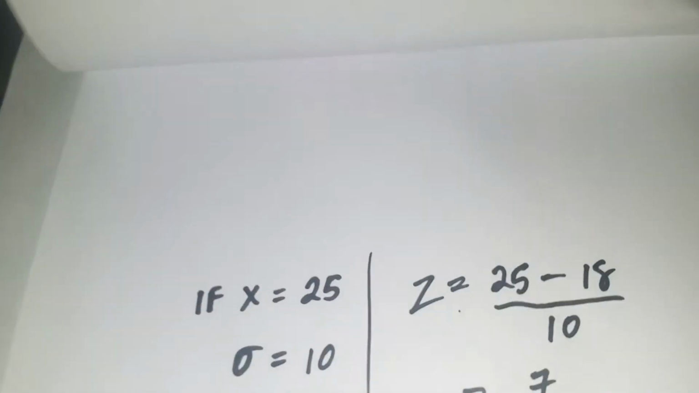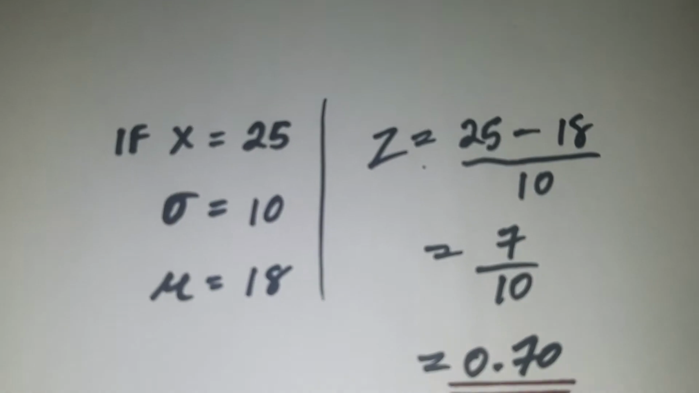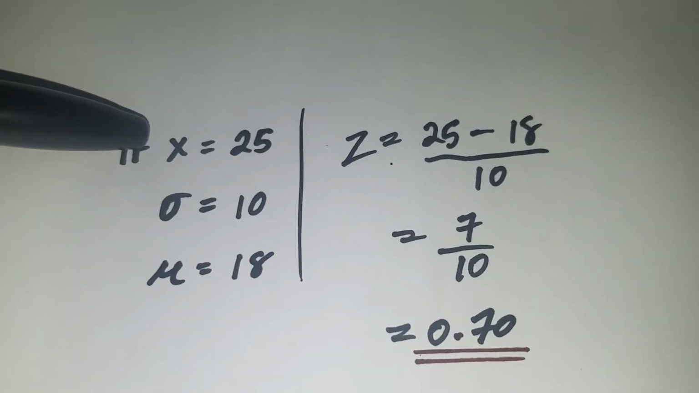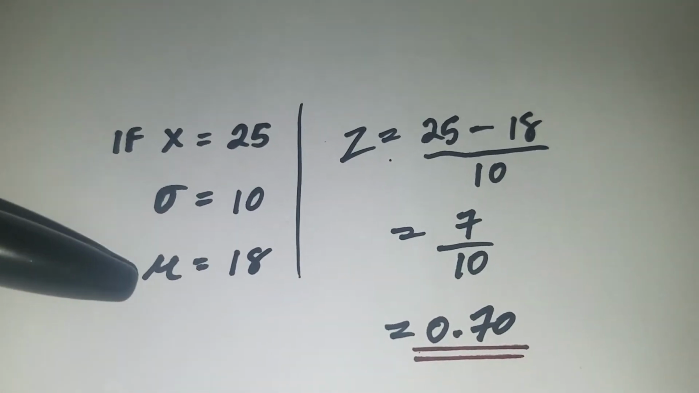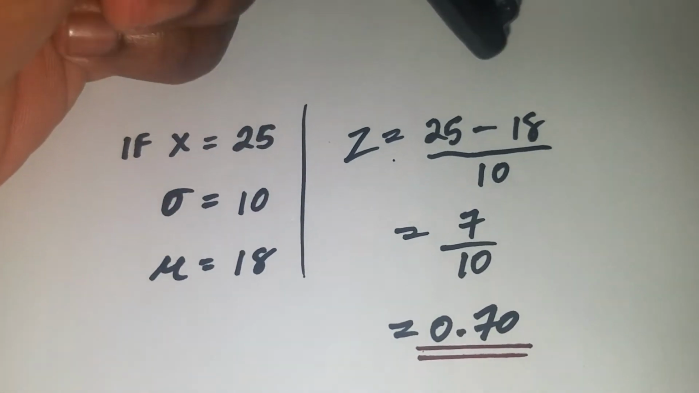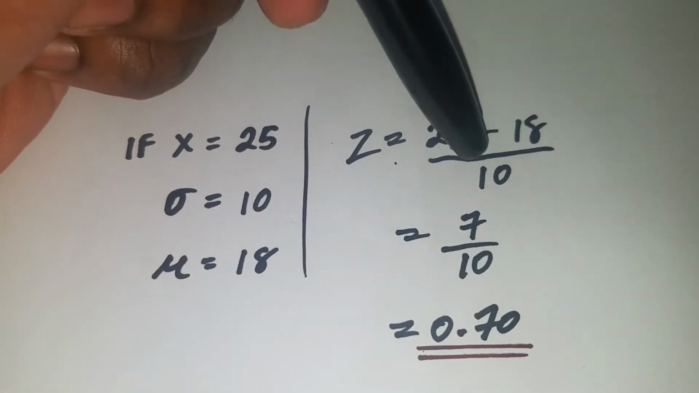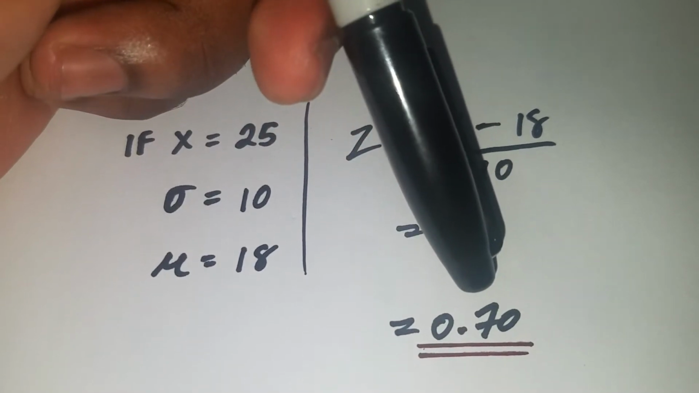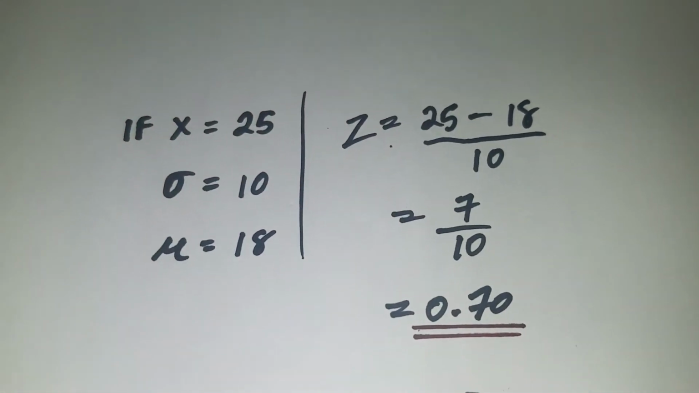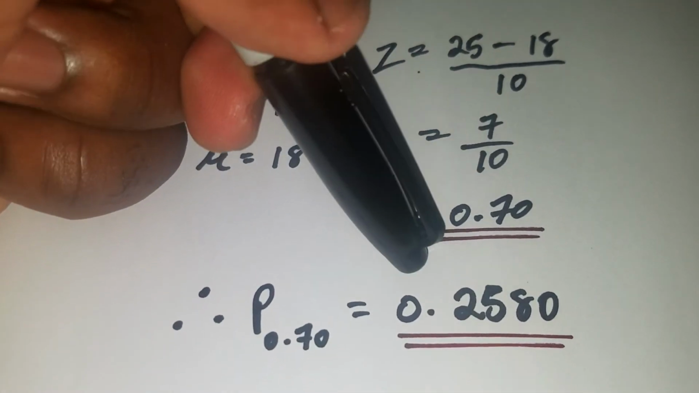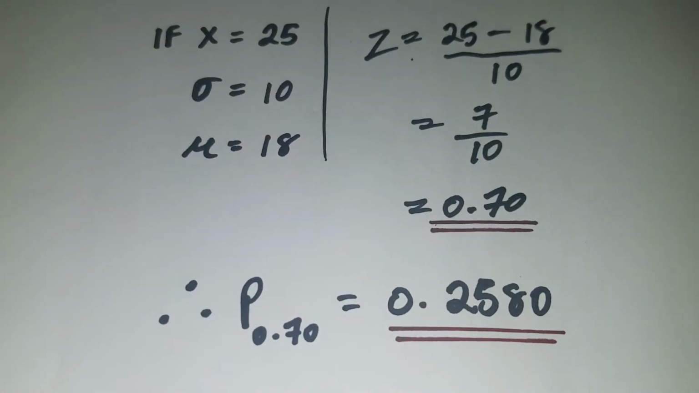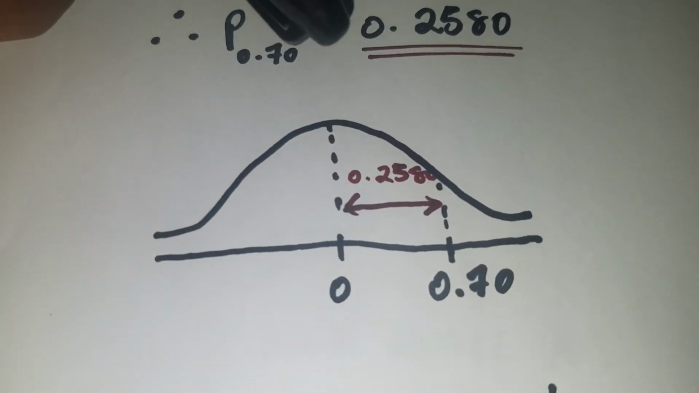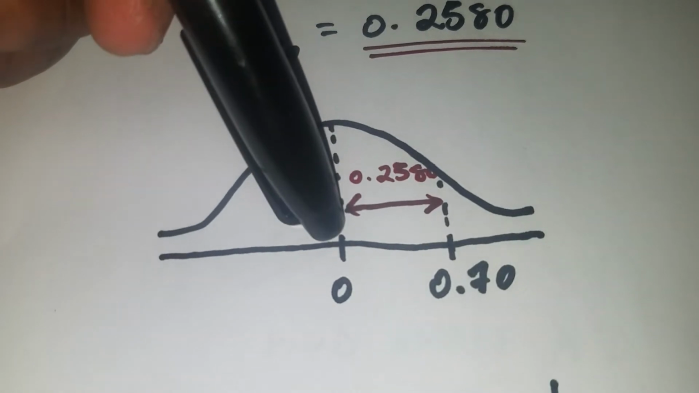Now let's look at a quick example. If we have an observation of 25, a standard deviation of 10, and a mean of 18, the Z score would be 25 minus 18 divided by 10, which would be 7 over 10, which would be 0.70. And 0.70, when we read it on the table, we would get a probability of 0.2580. And all that means is that when we draw our standard normal curve, the mean will be represented by 0.